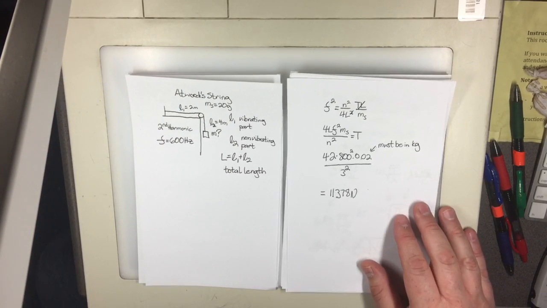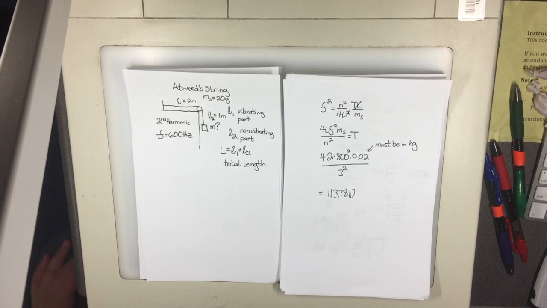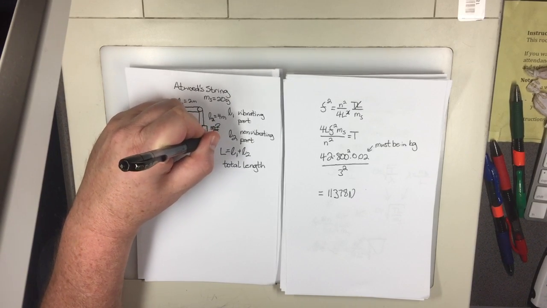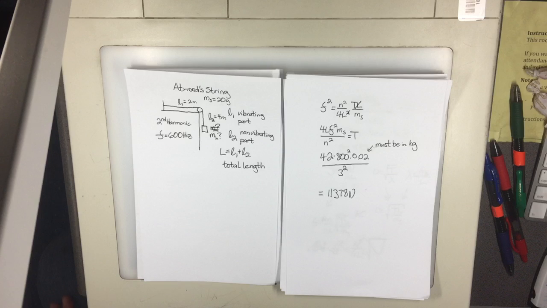So the Atwood string is a little bit different. Technically, it's not an Atwood's machine, but it satisfies my desire to always have an Atwood's problem on the test. A problem like this will not be on the final because I've got real Atwood's machines to play with. So given all this information, how do I get the mass out of this thing? And when I'm talking about mass, I mean the hanging mass, not the mass of the string.